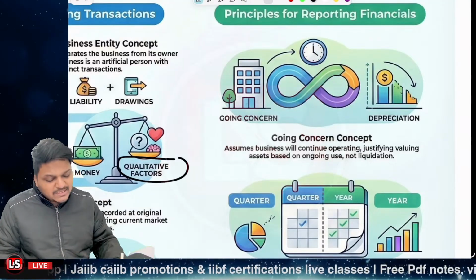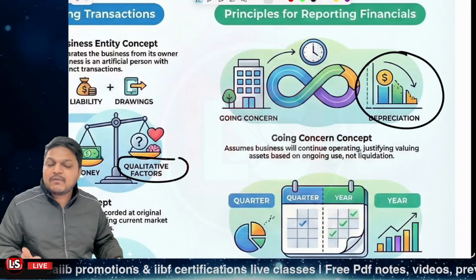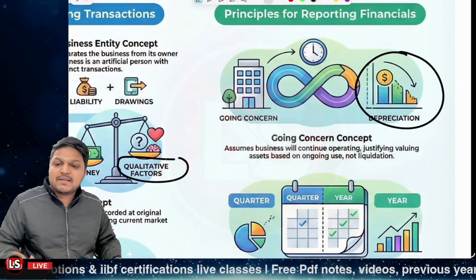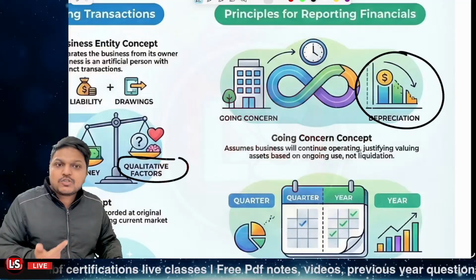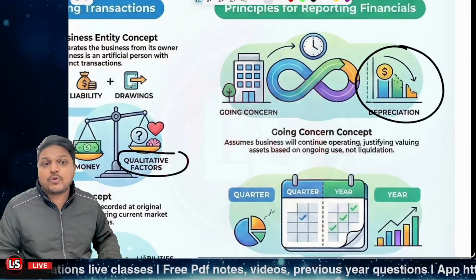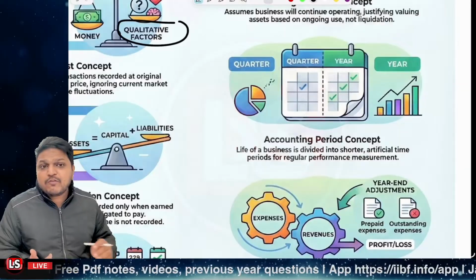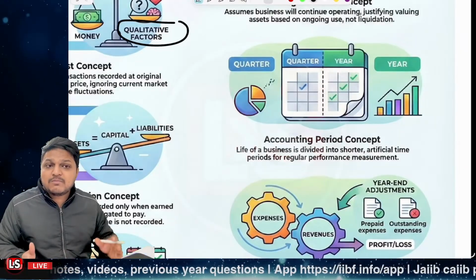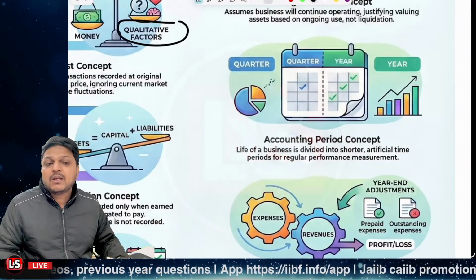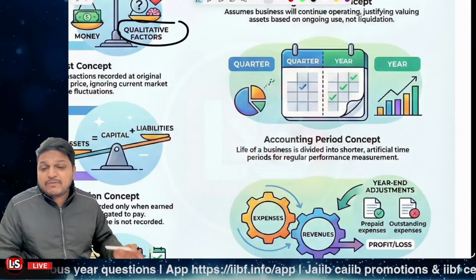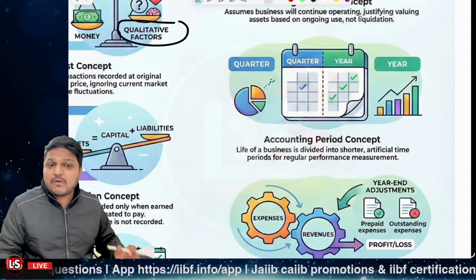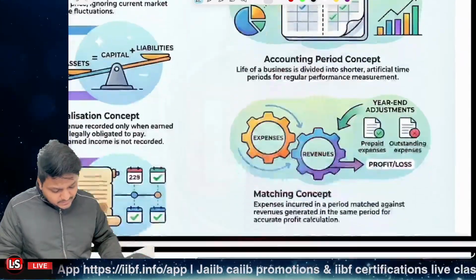And we do charge depreciation for that. The deferred revenue expenditures basically get set off over the longer duration. That's also due to the going concern concept only. Further, it is the accounting period concept, that the life of a business is divided into shorter terms. We can say artificial time periods are there, so that we can regularly measure the performance of that particular business, right? So that's the case.